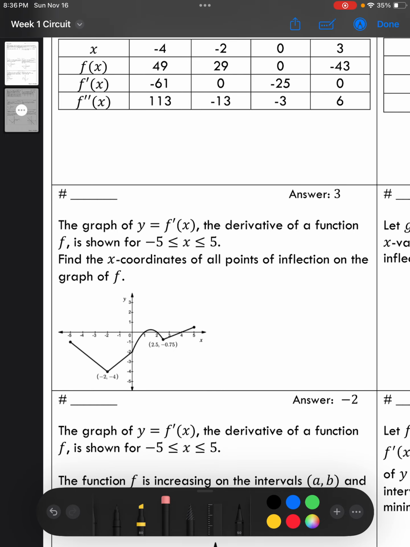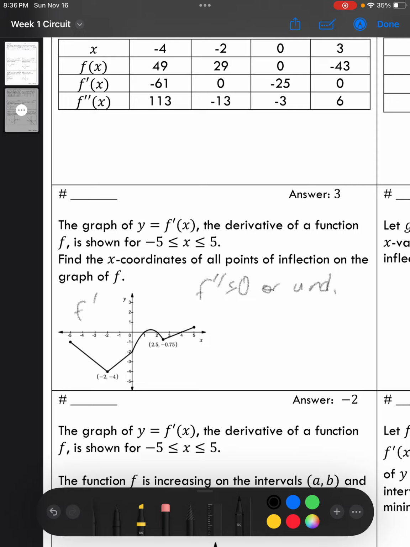So we need to find the x-coordinates of all points of inflection on the graph of f. So this is the graph of f prime. Points of inflection are where f double prime is equal to 0 or undefined. So we need to see at which points on this graph the slope of f prime is equal to 0 or undefined.